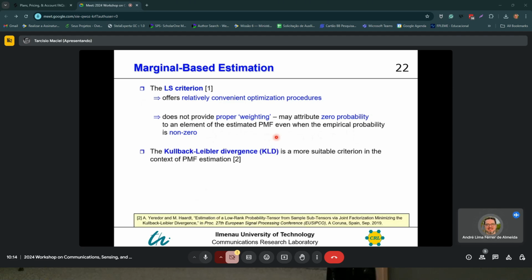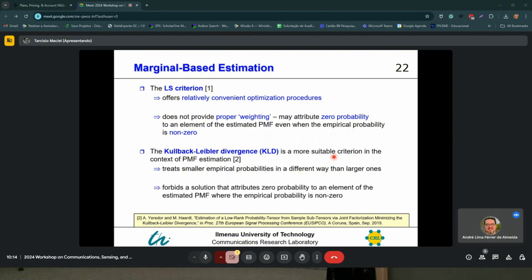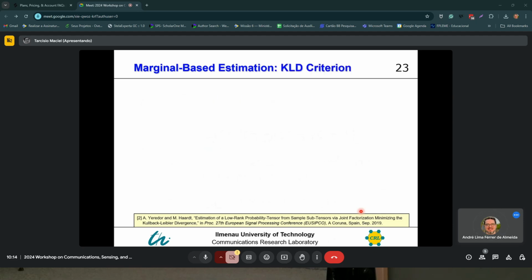Therefore, it's better to use the Kullback-Leibler divergence. It's a more suitable criterion in the context of PMF estimation, as we've shown in this EUSIPCO paper. It treats smaller empirical probabilities in a different way than larger ones, and it forbids a solution that attributes zero probability to an element of the estimated PMF where the empirical probability is non-zero.